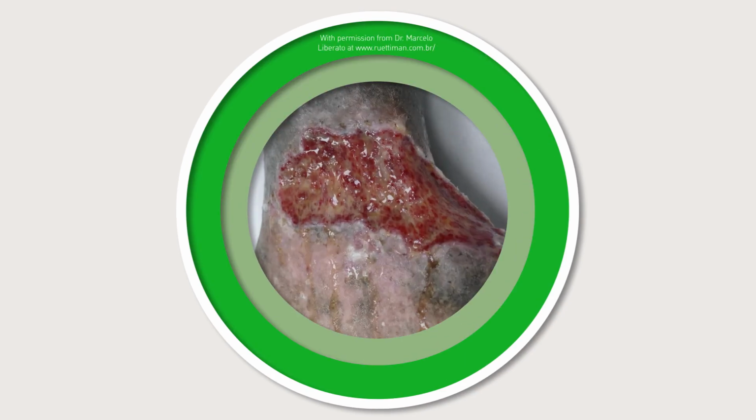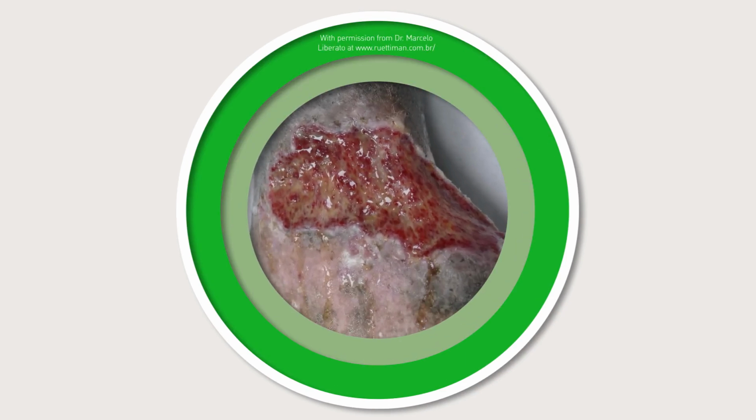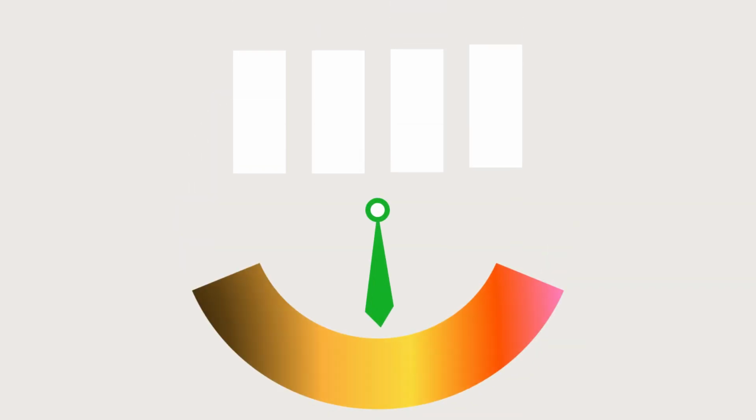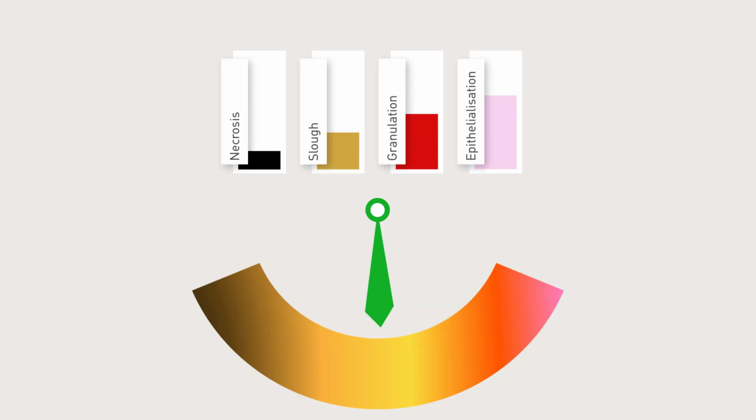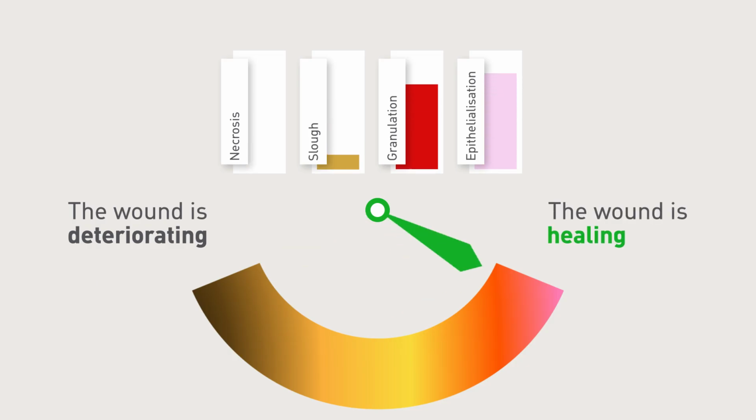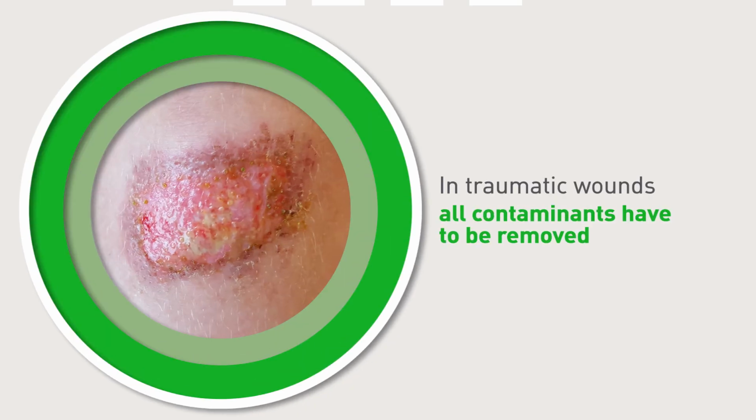If we look closely at Mary's ulcer bed, we can see a mixture of red granulation tissue and yellow slough. It's helpful to record the percentage of the different tissue types: necrosis, slough, granulation, and epithelial tissue. An increase in the former two would indicate wound deterioration, and the latter two indicating healing. In a traumatic wound, we have to closely examine the wound bed to ensure any possible contaminants are identified and removed from the wound bed.